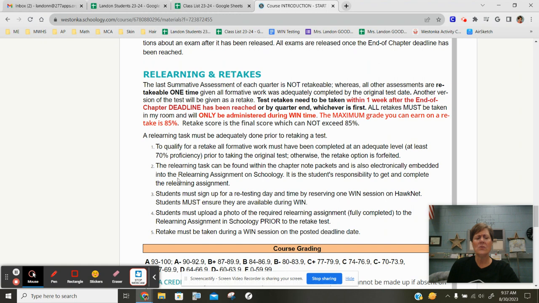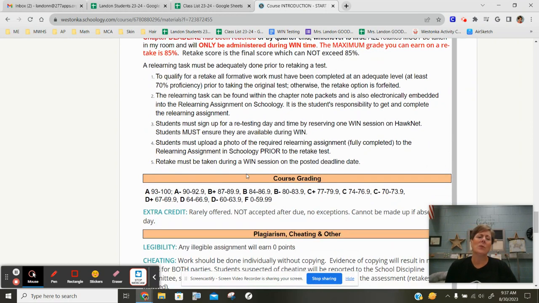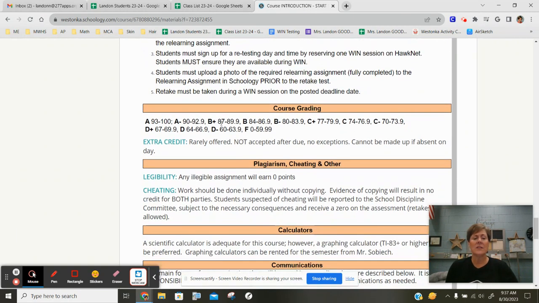For the relearning, you are going to find I do note packets, and in the note packet, you will have the relearning task already there. If you're going to retake, you're going to know it, and you're going to go get that relearning task and complete that and get it in to Schoology before the deadline for the retake. And again, we'll talk more about that as the first retake time comes up. Course grading is very standard with the school, the exact same school policy.